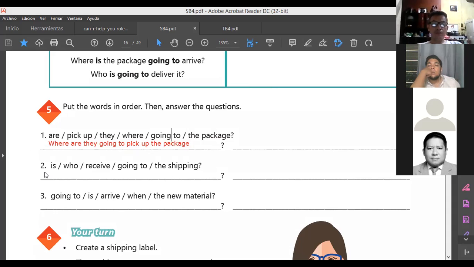Vamos a ver number two. ¿Cuál sería the WH word at the beginning, who, here? Who is? Exactly. Este es el famoso caso de who. Who puede llevar un sujeto o who puede ser el sujeto. En este caso, who es el sujeto.